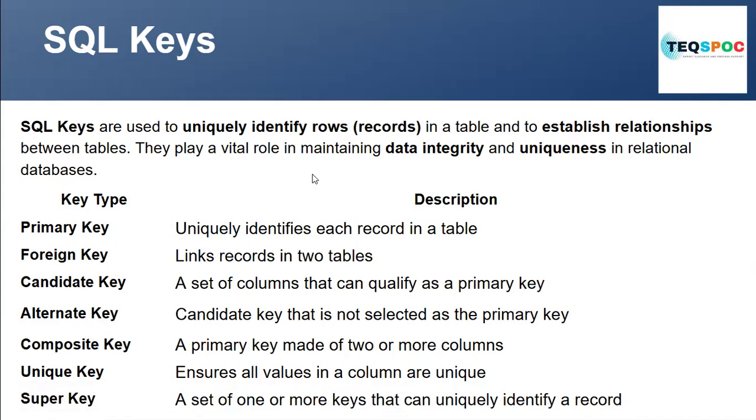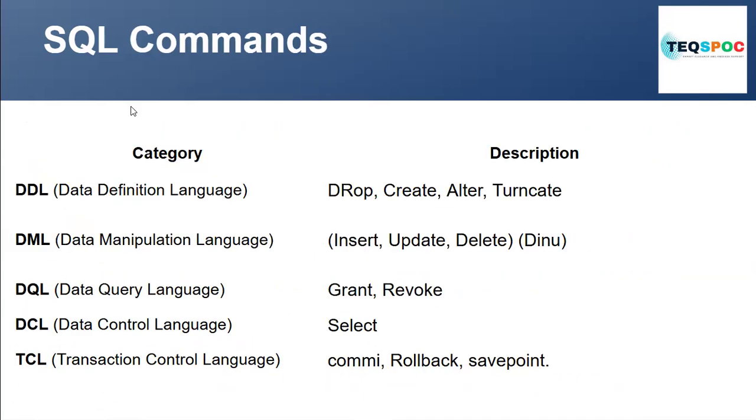Okay, the super key is the set of one or more keys that uniquely identify the record. Here, two fields in a table. That is the keys. Okay, so these are basically interview points. You have to remember them. They will ask, memorize these SQL keys.